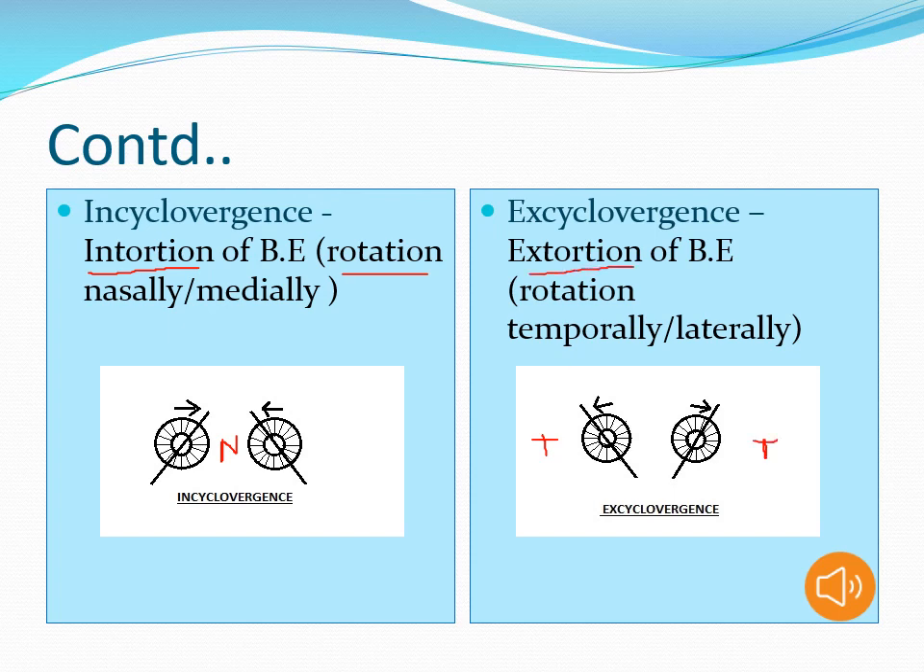Like I had previously said for version movements, both the eyes are involved and they move in the same direction, but that is not true for vergence. In the case of vergence, we see that both have opposite movements. For example, you can see in incyclovergence that both are moving nasally, and in excyclovergence, they are rotating outwards.